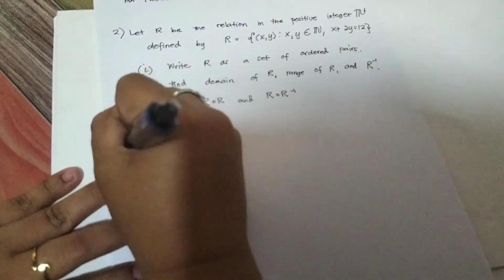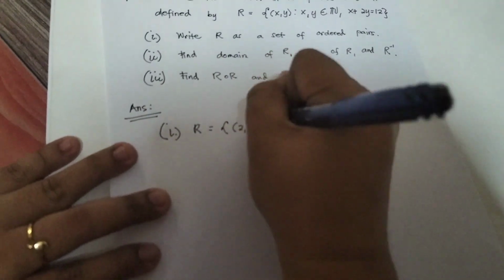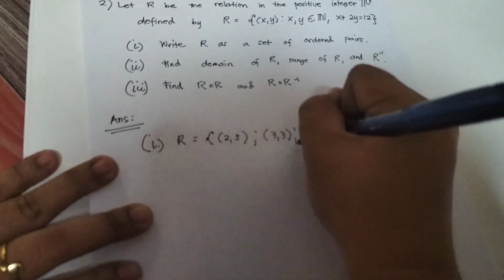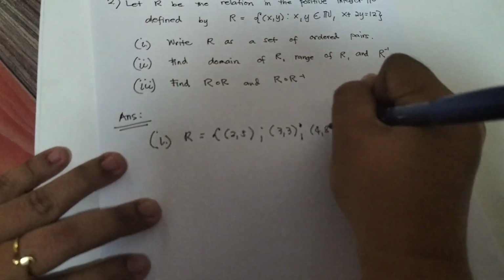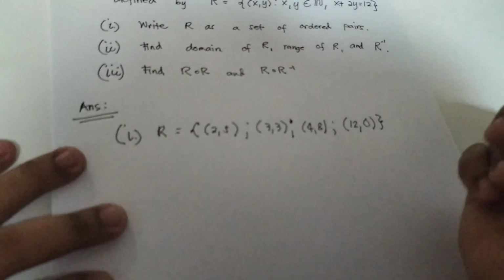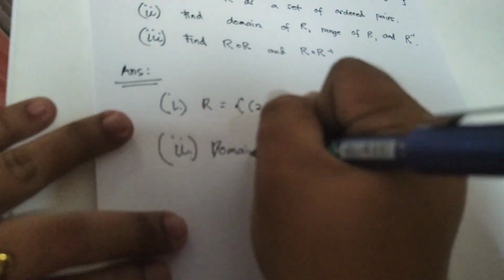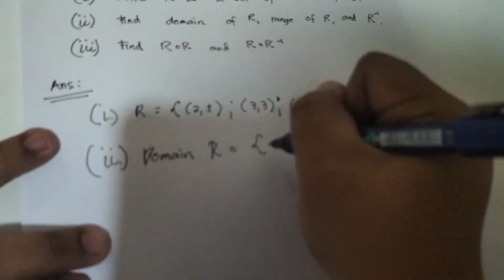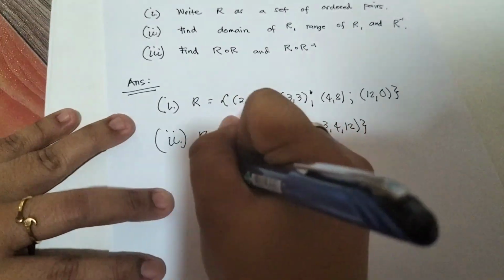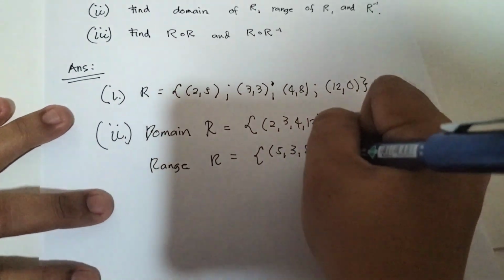So here is the solution. First, write R as a set of ordered pairs. R is equal to the set of (2, 5), (3, 3), (4, 8), and (12, 0). For the second solution, the domain of R is equal to the set of 2, 3, 4, 12, and the range of R is the set of 5, 3, 8, 0.